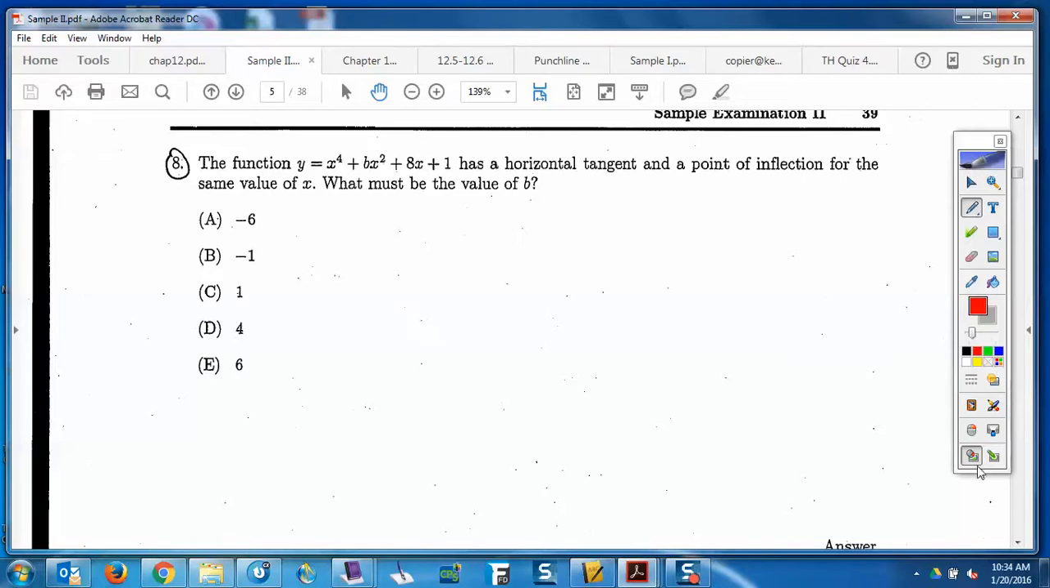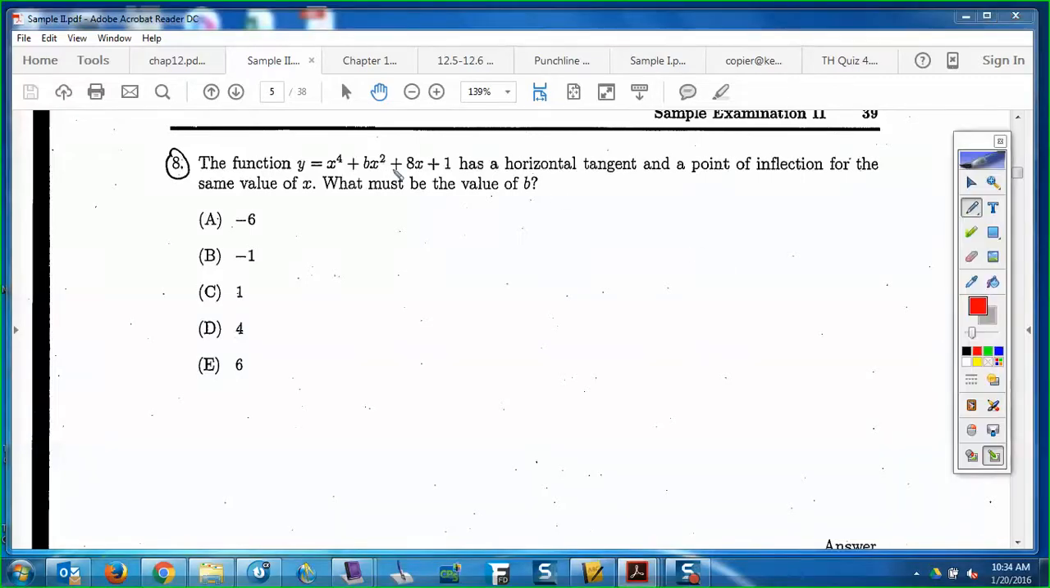Okay, well, here's one of those ones I talked about where they throw a b or a k or something in there and it kind of throws us off. Just pretend that's any old number. Do everything the same as if that was a 7 there or whatever. So this function has a horizontal tangent. Well, what's that mean? The slope, the derivative is 0. It has a point of inflection. It means the second derivative is 0. So that'd be a pretty good place to start right there.